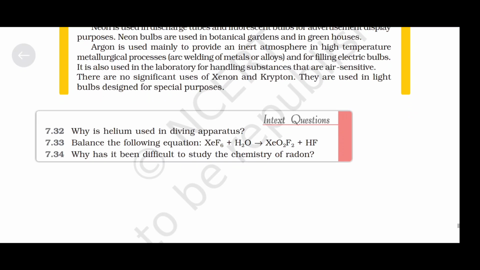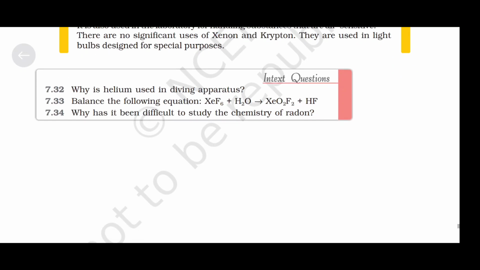Argon is used mainly to provide an inert atmosphere in high temperature metallurgical processes, arc welding of metals or alloys, and for filling electrical bulbs. It is also used in the laboratory for handling substances that are air sensitive. There are no significant uses of xenon and krypton. They are used in light bulbs designed for special purposes.